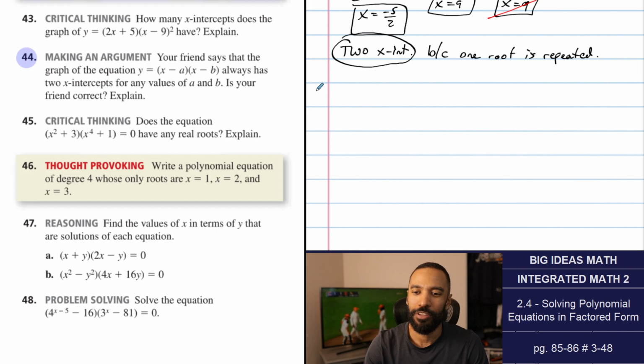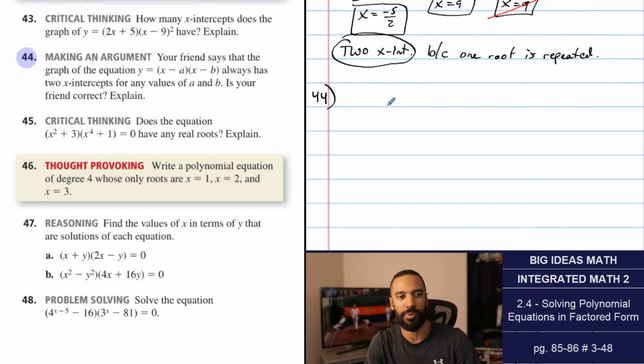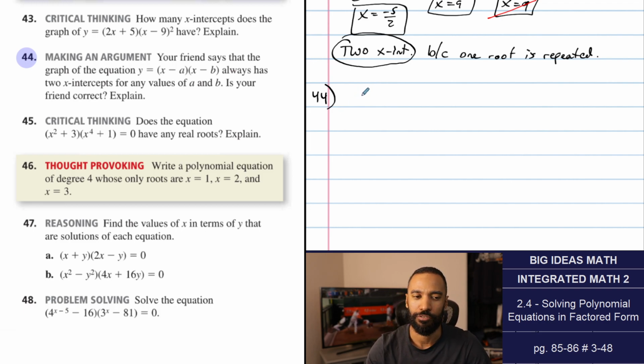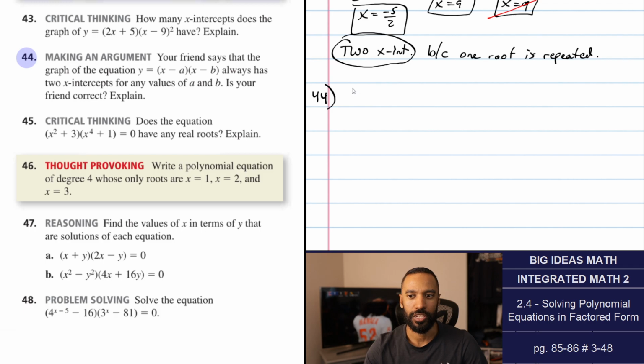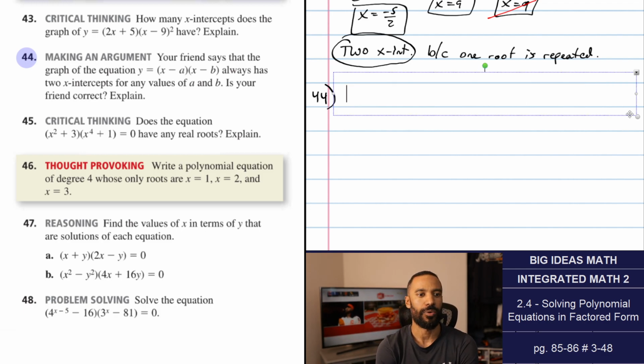All right, number 44, making an argument. Your friend says the graph of the equation y equals x minus a times x minus b always has two x-intercepts for any values of a and b. Is your friend correct? Explain. Well, x minus a times x minus b, it always has two x-intercepts for any values a and b.